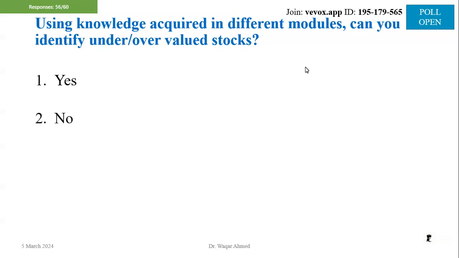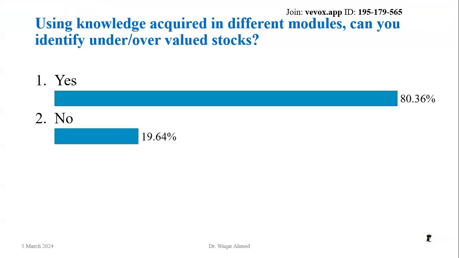Okay, so let's see what you guys think. Very good. That's very impressive, right? So more than 80% of you believe that, with all the knowledge and skills that you've acquired so far, you'll be able to identify mispriced assets. That's fantastic. But who are these roughly 19, 20% of people? Who are these people? 20% of you still don't feel confident. Okay, good.